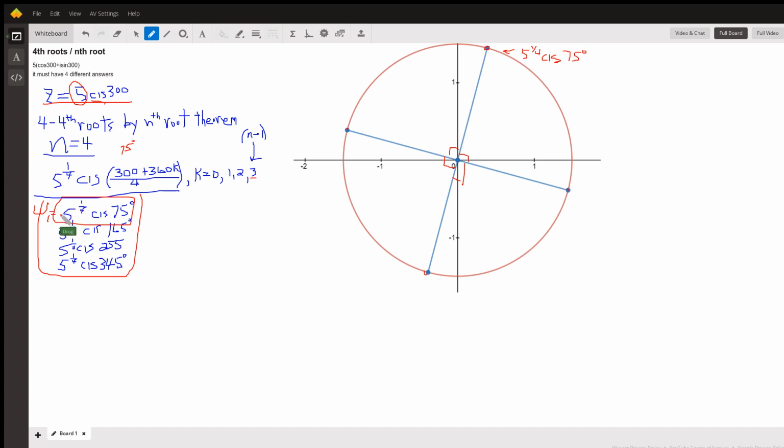Well, you raise r to the 4th power, which would give you the 5, and you multiply this angle by 4, which would give you the 300. And you can do the same for the rest of these roots.